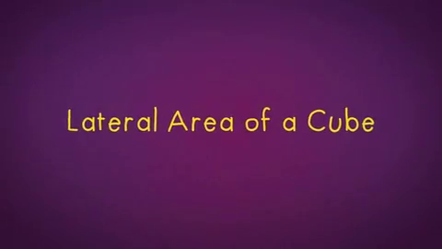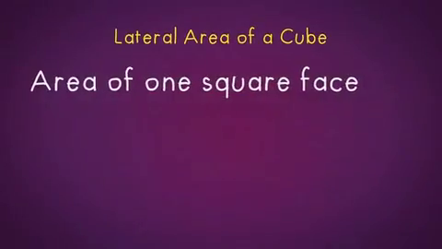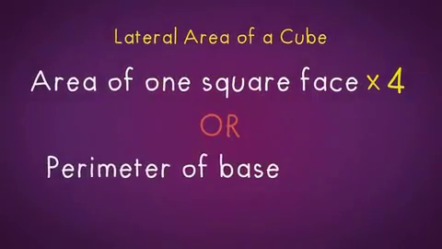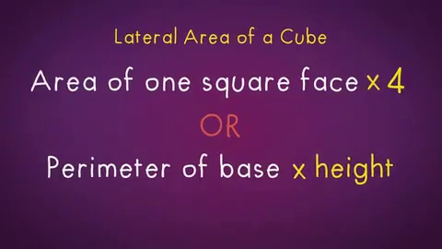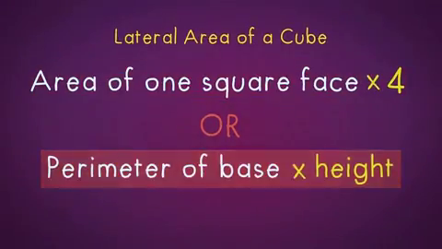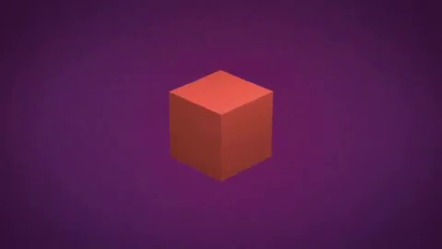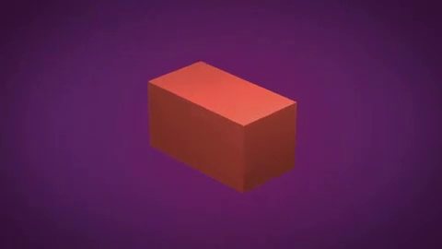To calculate the lateral area of any cube, you either calculate the area of one of the square faces, then multiply by 4. Or calculate the perimeter of the base and multiply that by the height. These 2 formulas both work. Now let's consider another shape that looks a bit like a cube, but it's rectangular. So you could say it's like a stretched cube.